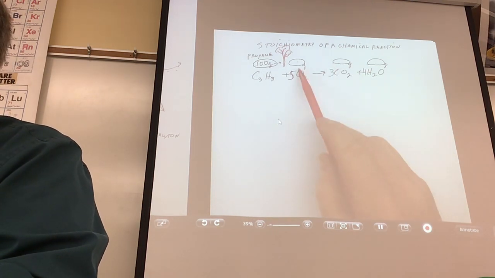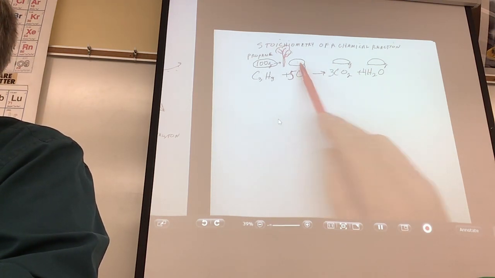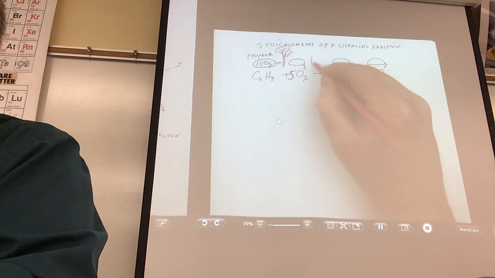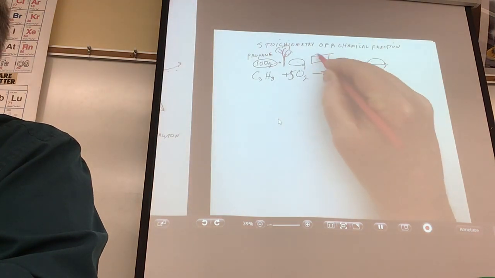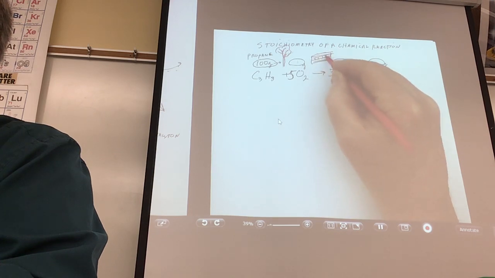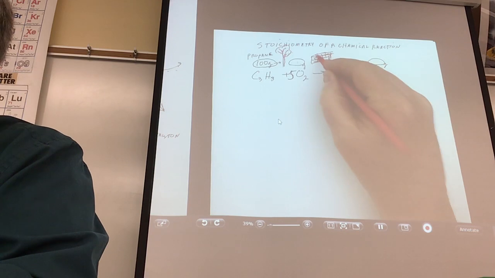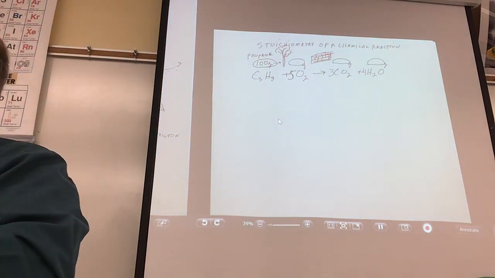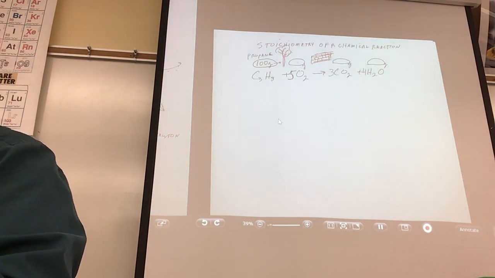What if I have the grams here? What if I want to go from grams to that to that? You can't, because there's a brick wall there. I've never drawn a brick wall before in my life. You can't do it. Okay, you can't go from grams to grams.